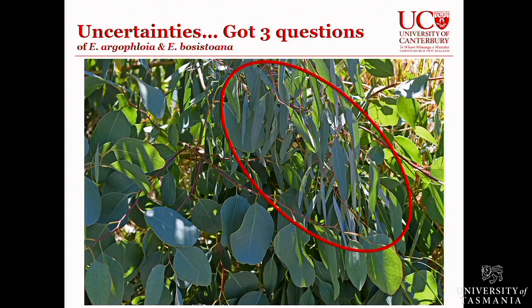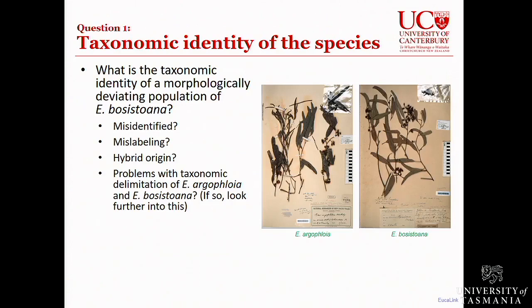Based on these uncertainties, we have three research questions. First, what is the taxonomic identity of the morphologically deviating populations of E. bosistoana? Was it misidentified or mislabeled during seed collection, or was the mother tree already of hybrid origin, or was it hybridized during the progeny test? Or is the taxonomic delimitation of agriflorea and bosistoana still unresolved, as they are closely related? In that case, we will look further into this.